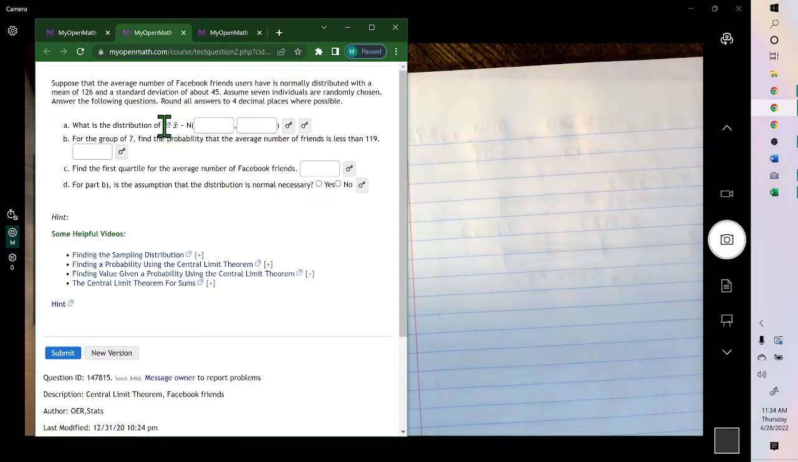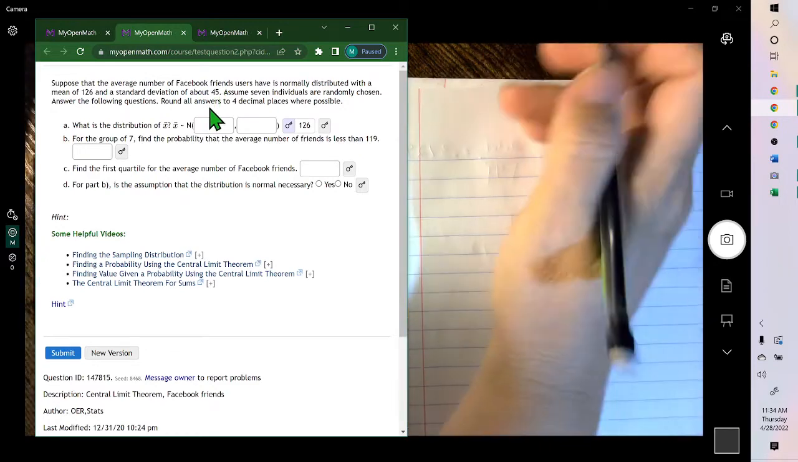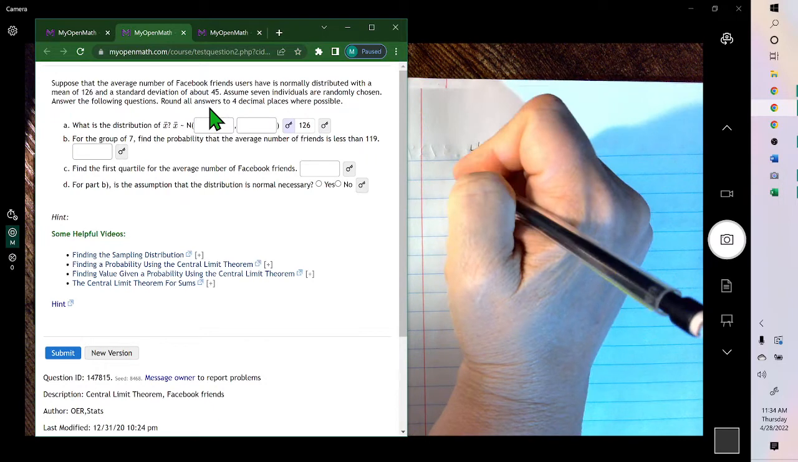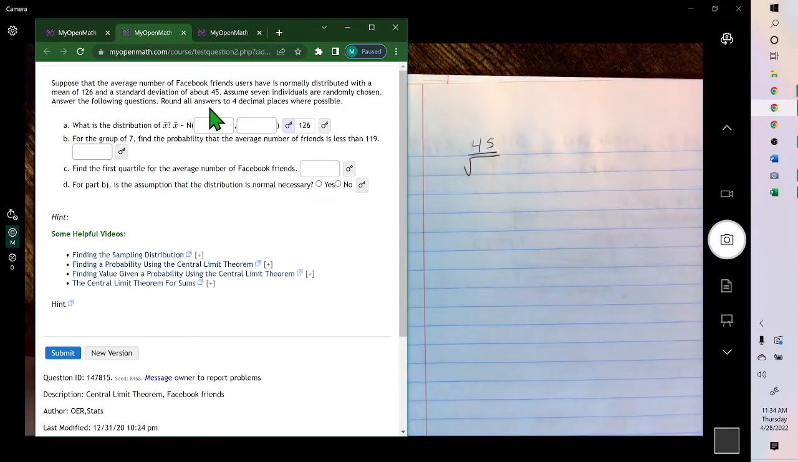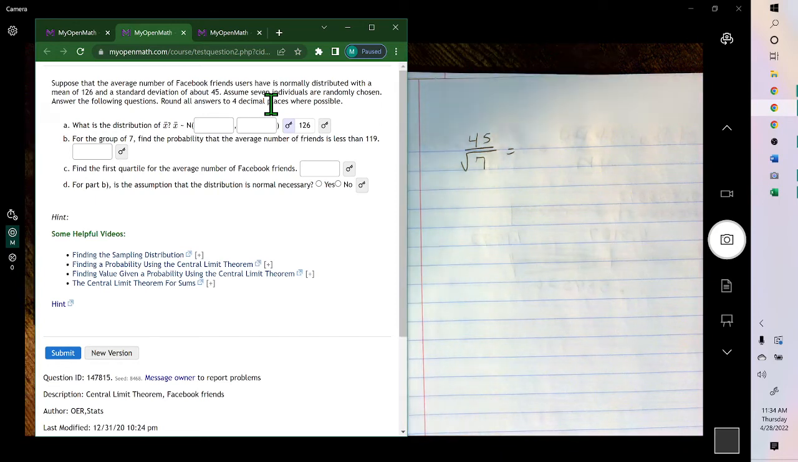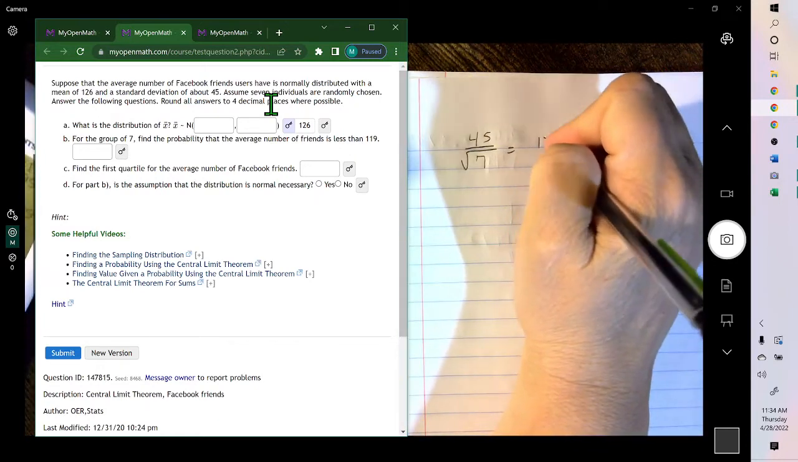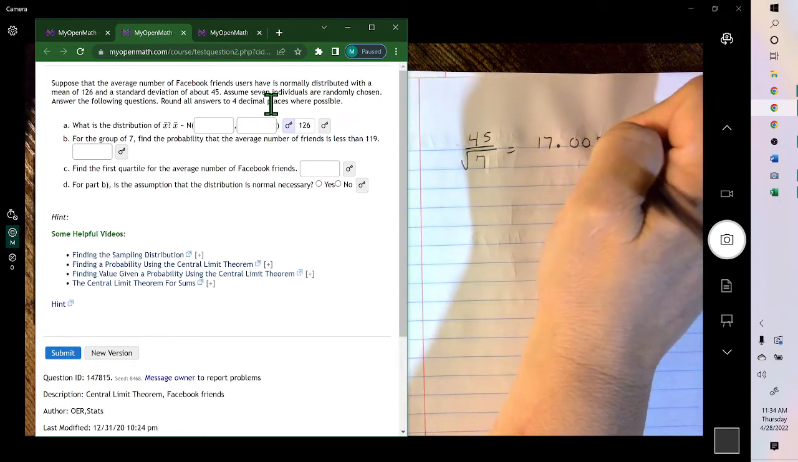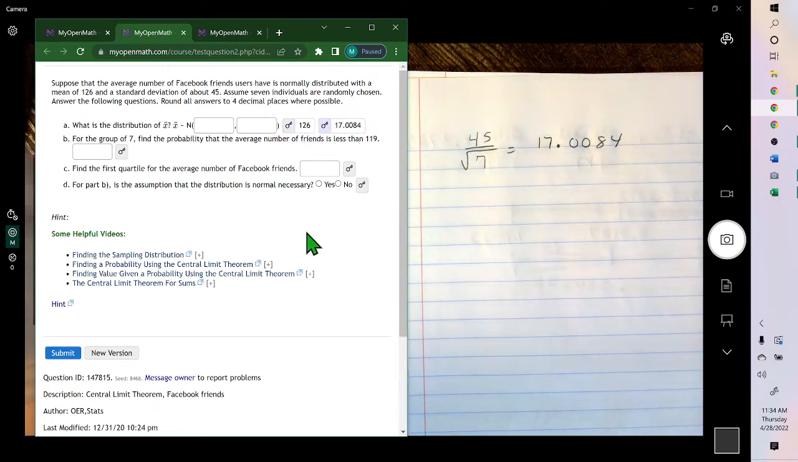Okay, so this one, notice it's not the capital X, it's the X with the line, so it's from the average, which means the mean will be the same, but for the standard deviation, you take your standard deviation and divide by the square root of the sample size, and the sample size was 7 individuals. 45 divided by the square root of 7 is 17.0084. I think they wanted 4 decimal places. Okay.